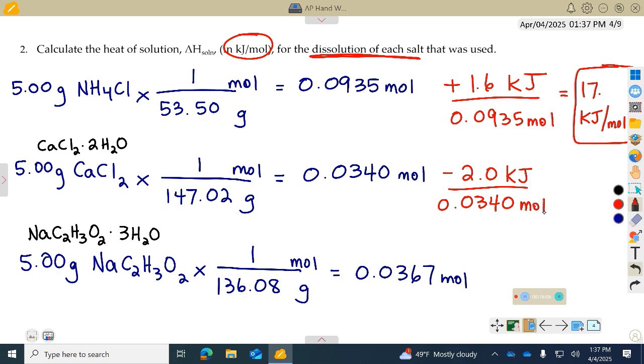0.034 moles. Plug her in, divided by 0.034 moles, and I'd be looking at about negative 59 kilojoules per mole. So the dissolving of the calcium chloride was exothermic. I think this is the hardest part of the thermal unit. Okay, if the dissolving of calcium chloride released energy, that's why the water temperature went up.